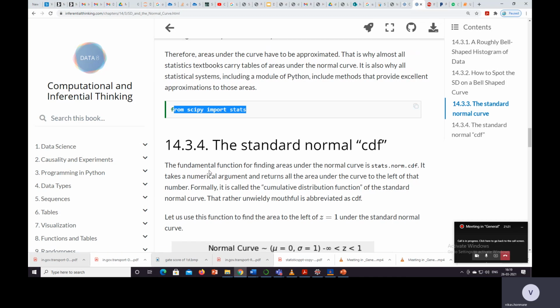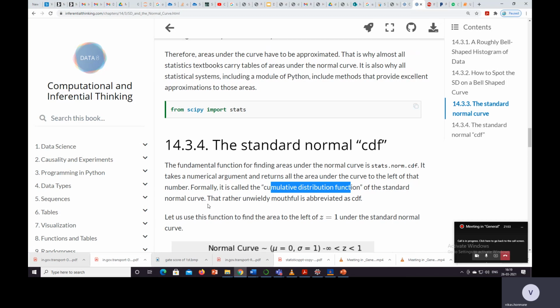So the fundamental function of finding areas under the normal curve is stats.norm.cdf. It takes the numerical argument and returns the area under the curve to the left of that number. So whenever we specify any number, the area under the curve to the left of that will be shown. And this CDF is called the cumulative distribution function.